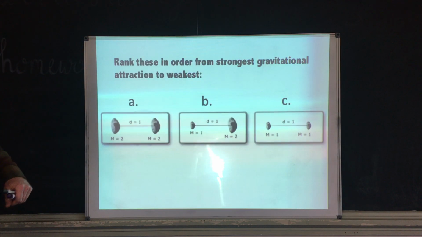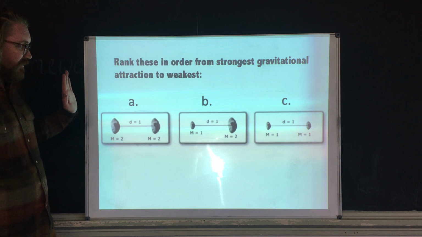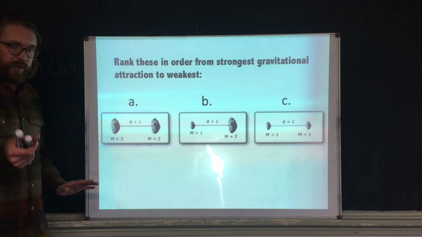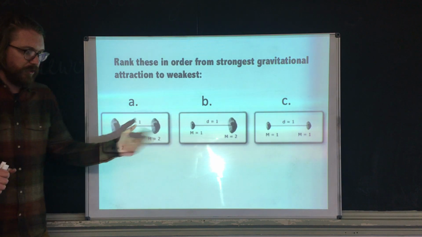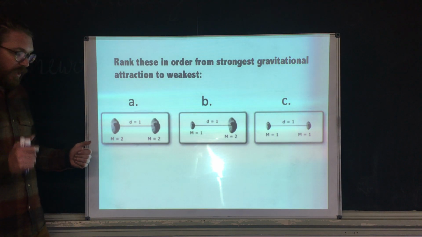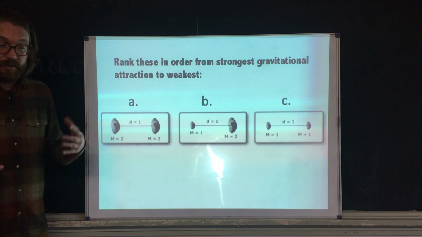So, real quick, let's see if you can pick this out. I know this is kind of fuzzy. Here we have 3 sets of objects, A, B, and C. Real quick, can you tell me which one of these has the greatest force of gravity? Take a look. Did you say A? Because if you did, good job.